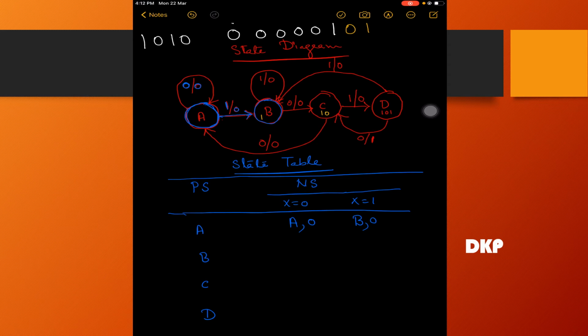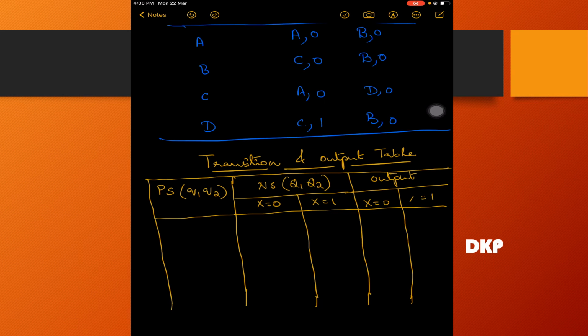Similarly, in B state, when you have given a 0, it has moved to which state? C state. So that you have to write here C comma 0. 0 was the output, and when you have given 1 as the input here in B state, it was in which state? B state itself. And what is the output here? The output is 0. Write that here. Similarly, you have to write for the remaining one also. Remaining states C and D. For D, C1, B0.